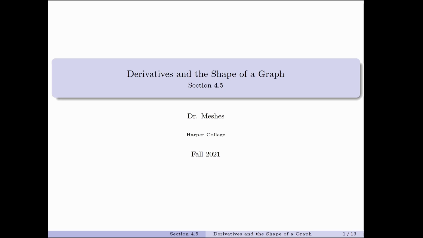Section 4.5 is looking at derivatives in the shape of a graph. What we're really concerned with in this section is looking at a function and its first derivative and second derivative and how they all interact with one another. Graphs are a useful medium to do that in, so our problems are going to look like graphing problems, but really what we want to do is understand derivatives better.